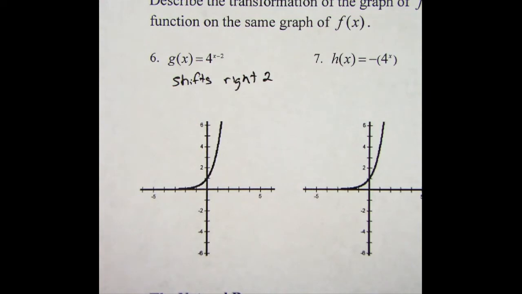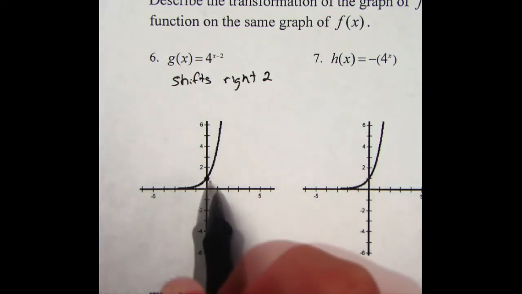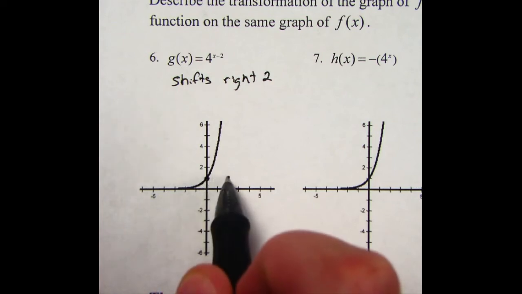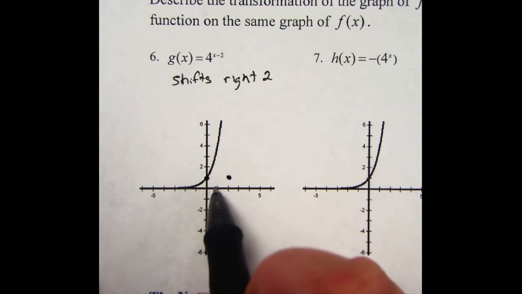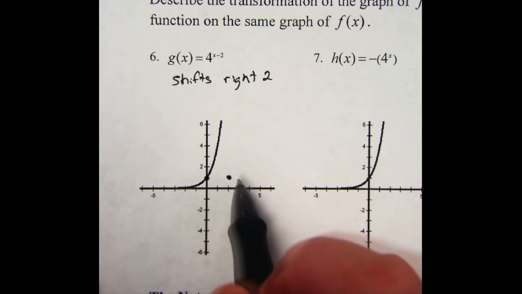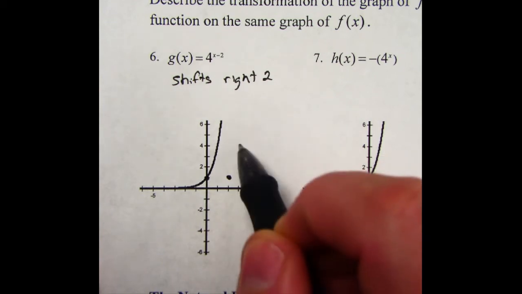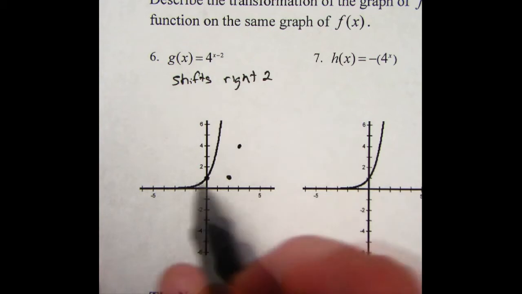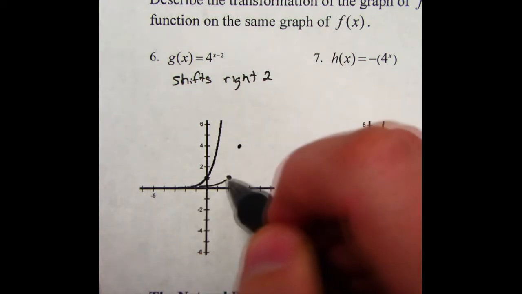Remember 0, 1 is your first point, so it's just going to be shifted over to 2, 1, and then 1, 4 to the 1 power is there, but now we're going to go over here, so 4 to the first power is going to be 4 over here now. Still does not cross the x-axis because that's still our asymptote, and it goes something like that.